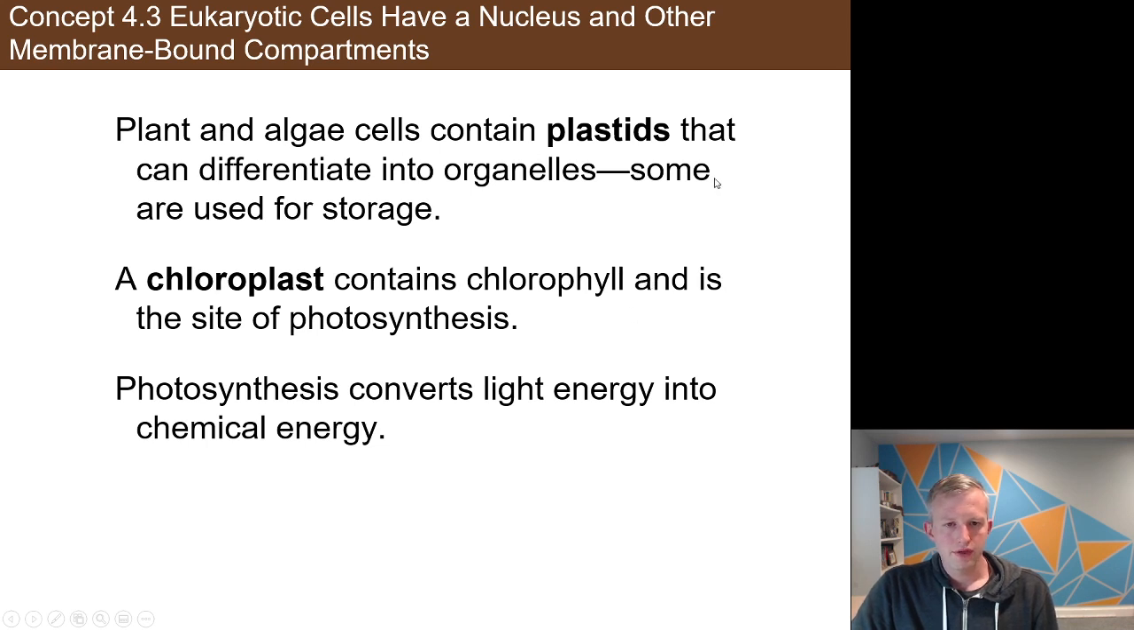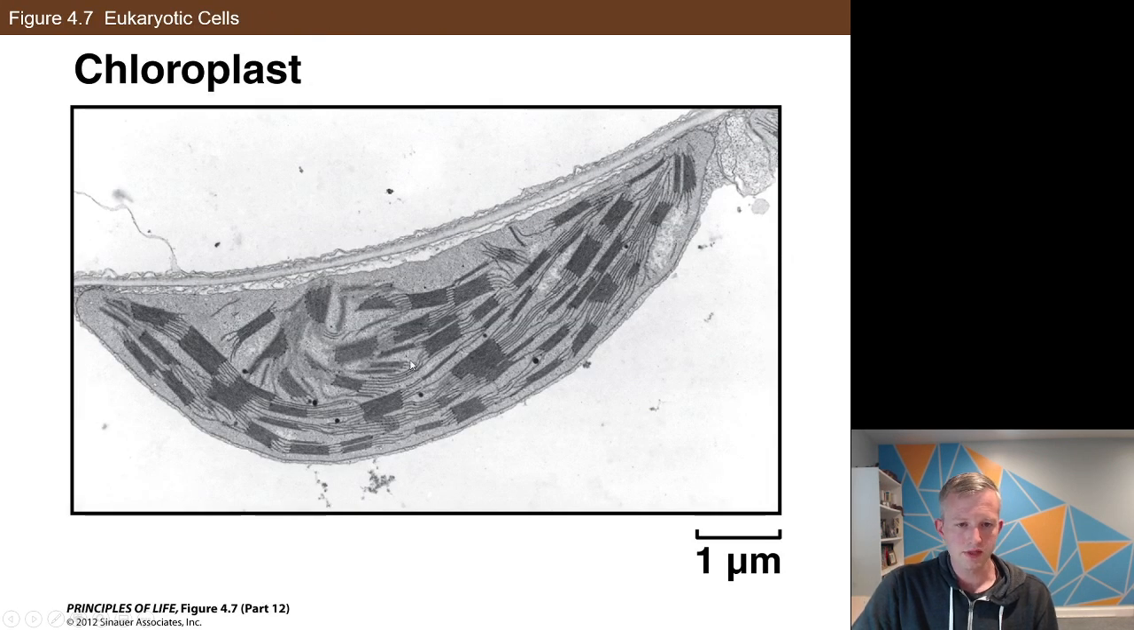Wrapping up a few more things here. So plastids, which are found in plants and algae, can differentiate into different types of organelles, some of which, like it says, can be used for storage. But the primary star plastid that we discuss in this class is chloroplasts, which contain chlorophyll, which they use to capture solar energy, and that's where glucose is ultimately produced for living organisms. Here you can see the chloroplast itself.